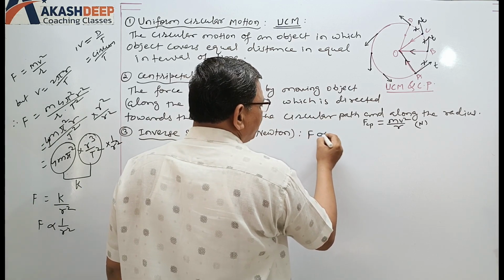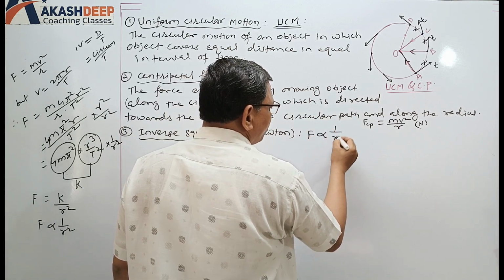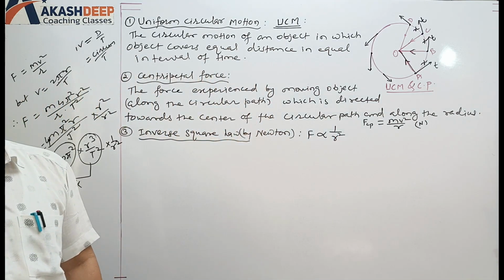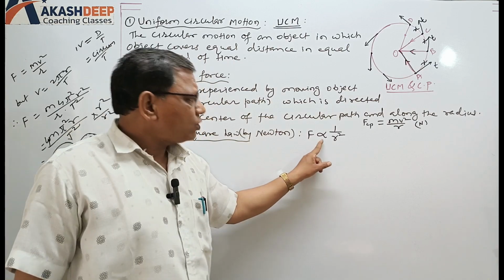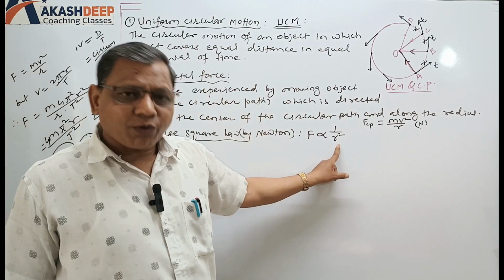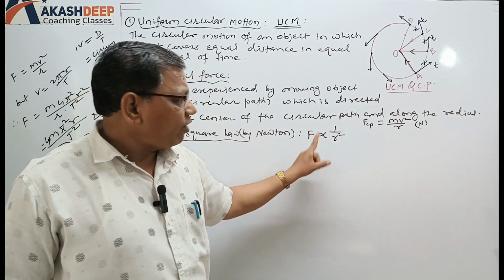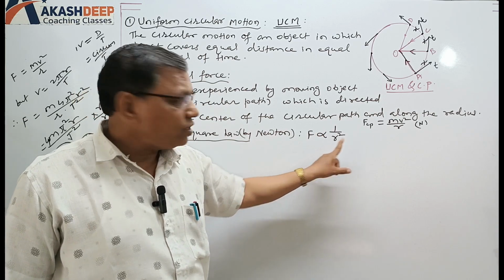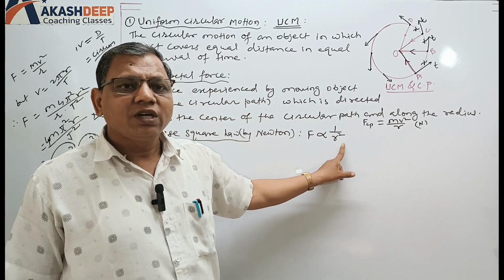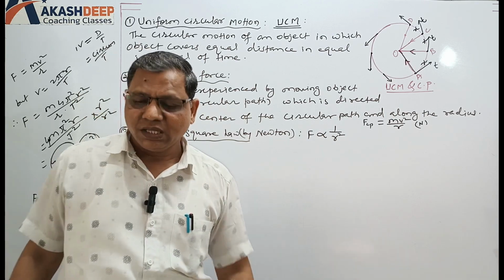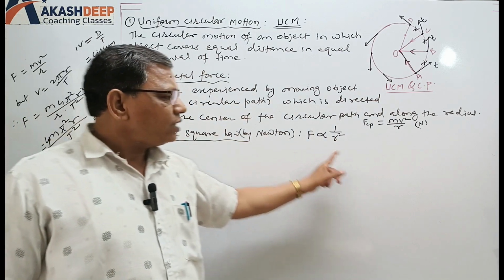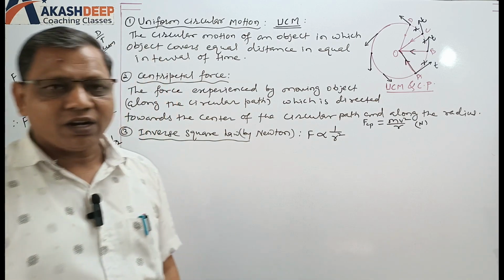force is inversely proportional to the square of the radius of the circular path, or F is proportional to 1 upon r square. That means this proportionality explains F is proportional to the inverse of r square. Therefore, Newton named this the inverse square law.